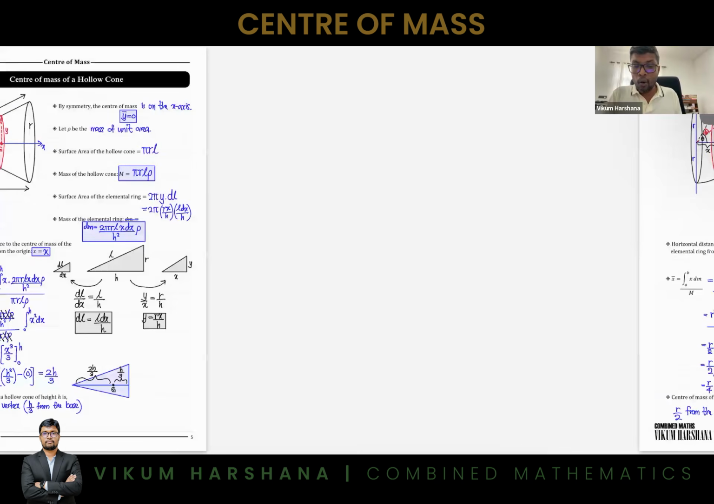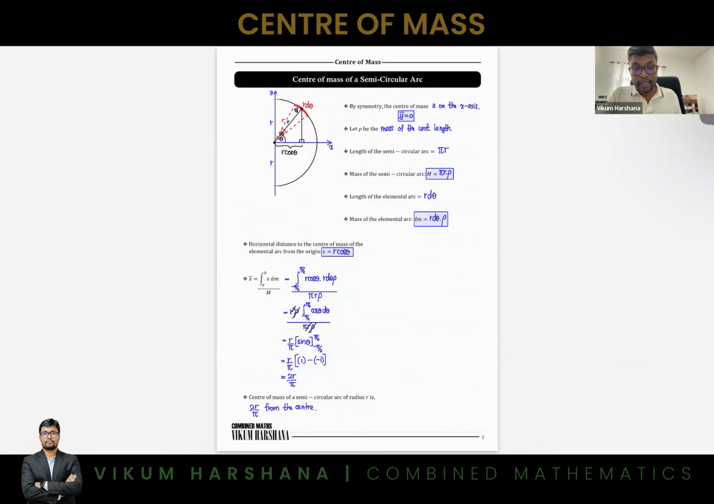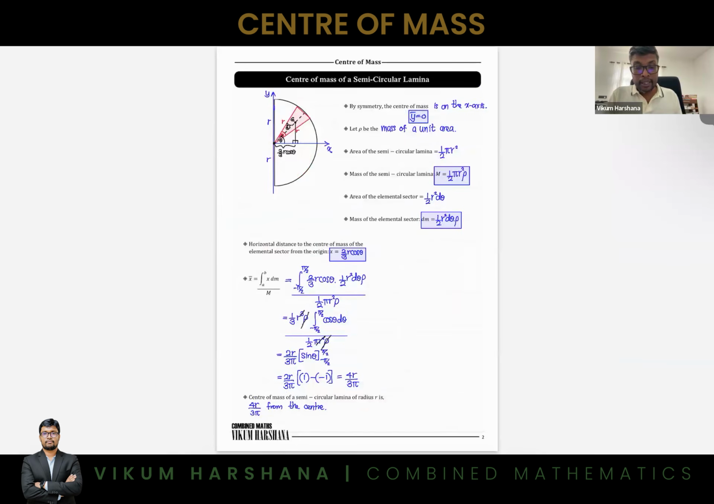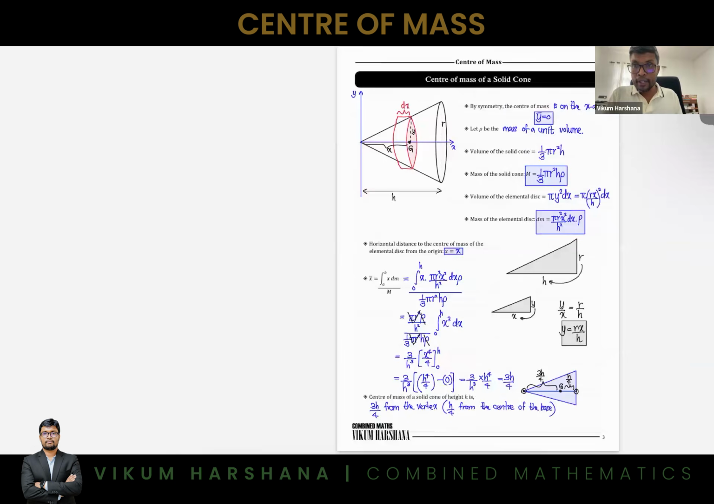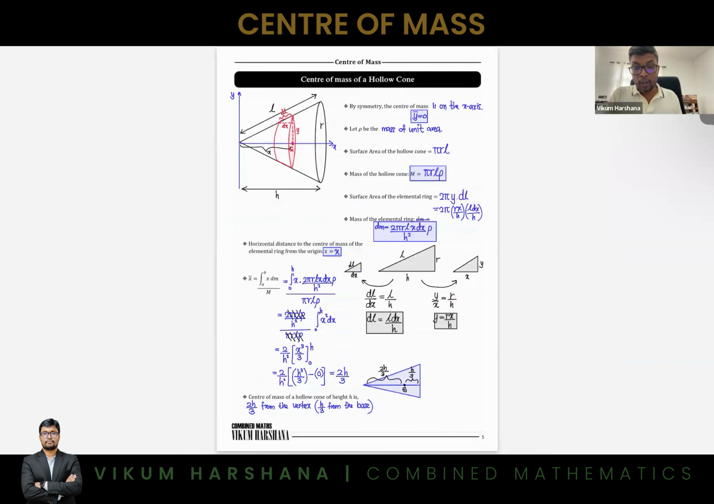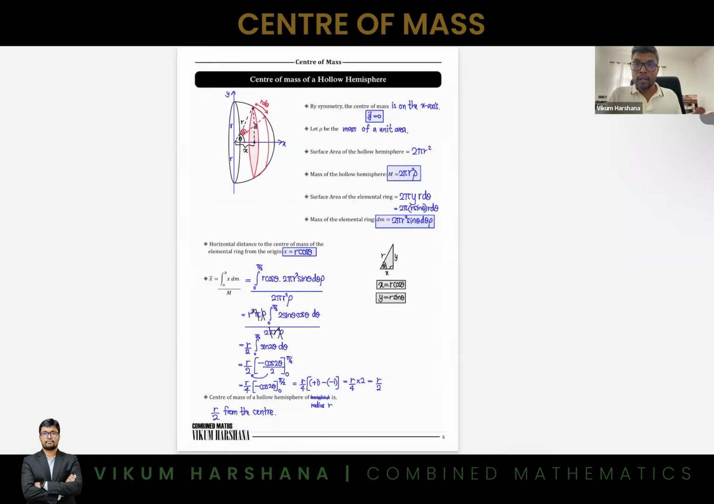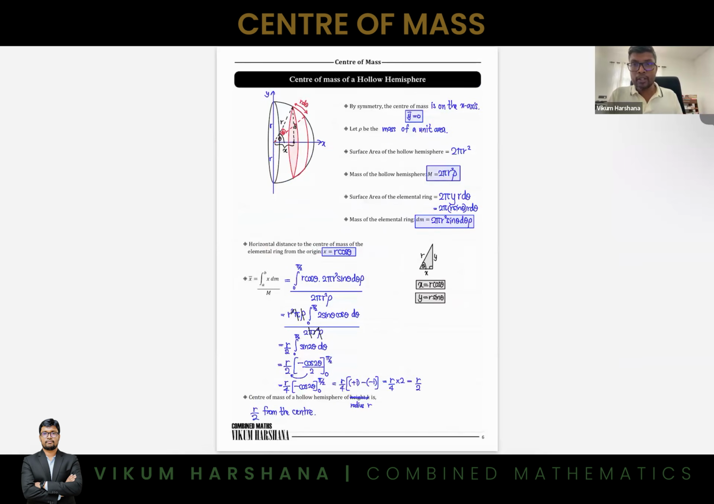So we discussed all the 6 proofs you need: center of mass of a semicircular arc, center of mass of a semicircular lamina, center of mass of a solid cone, center of mass of a solid hemisphere, center of mass of a hollow cone, and center of mass of a hollow hemisphere. I hope that you got everything okay with this.